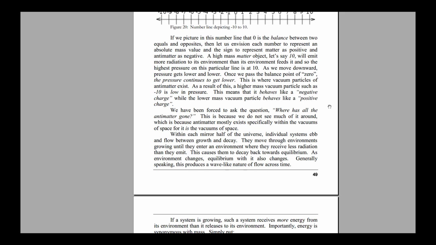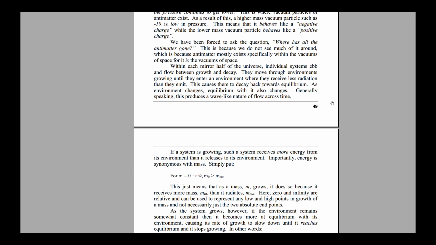We have been forced to ask the question, where has all the antimatter gone? This is because we do not see much of it around, which is because antimatter mostly exists specifically within the vacuums of space. Within each mirror half of the universe, individual systems ebb and flow between growth and decay. They move through environments, growing until they enter an environment where they receive less radiation than they emit. This causes them to decay back towards equilibrium.